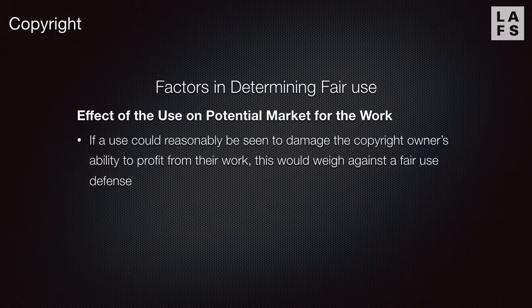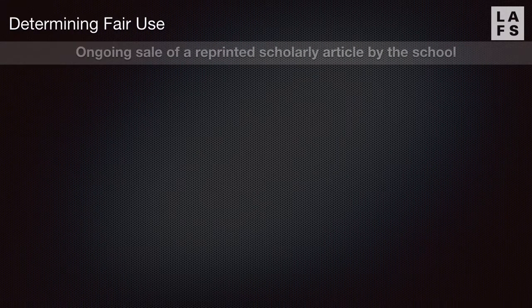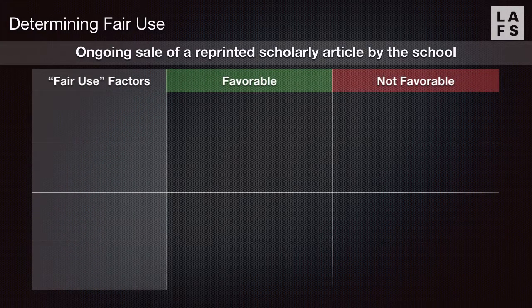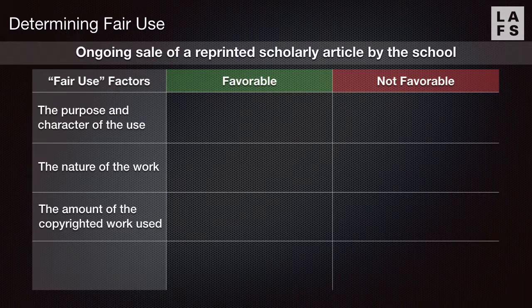Let me give a few examples to try and clarify this issue of how all of these factors are weighed together in determining fair use. Let's say you have a situation where a school is selling a reprinted scholarly article in their school bookstore. These are copies made by the school and sold in the school bookstore. Well, the fair use factors that a court would consider if an infringement case was brought against the school would be the purpose and character of the use, the nature of the work, the amount of the copyrighted work used, and the effect of the use on the potential market.